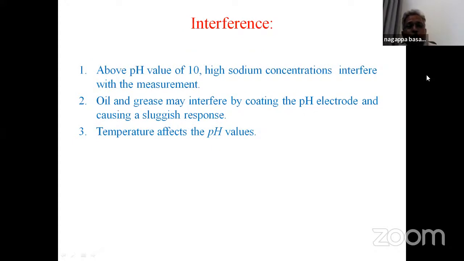Interference generally occurs above pH 10; a high sodium concentration interferes with the measurement of pH. If the sample contains oil and grease, as in industrial wastewater, where they use a lot of cutting oil, gear oil, so many oils, don't measure the pH of the sample using a pH meter. You can use any other method, because that oil and grease is going to smear onto the electrode surface. For the next sample, it is going to become inactive. That's why you have to treat it with acid, ensure that it is working properly, and only then use it. Temperature also influences the pH. If the temperature increases, pH is also going to increase.